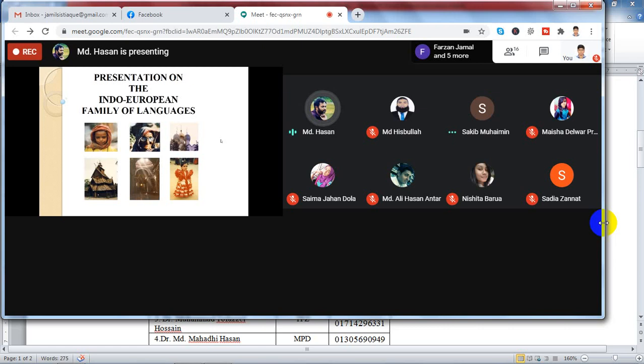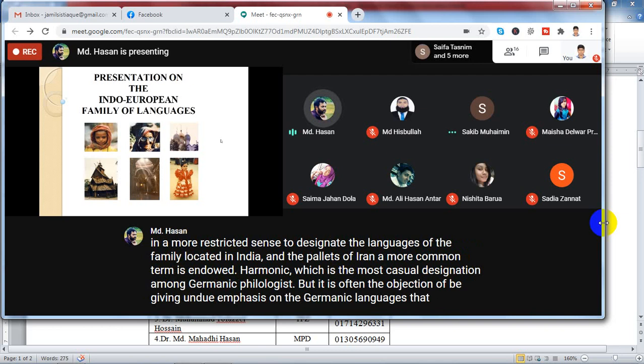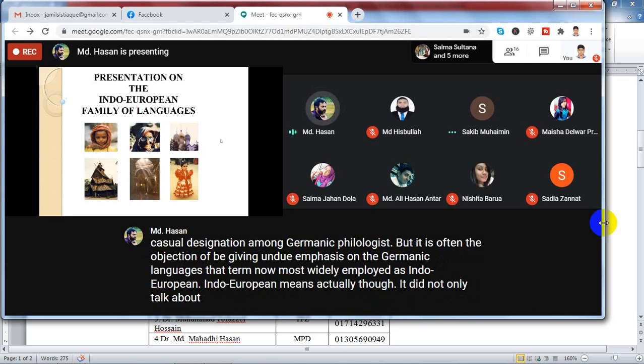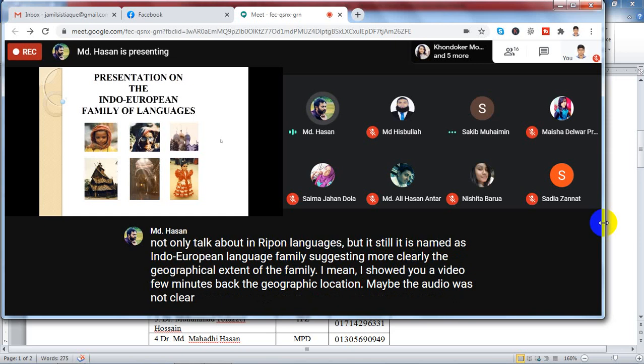A more common term is Indo-Germanic, which is the most casual designation among Germanic philologists. But it is often objected to for giving undue emphasis to the Germanic languages. The term now most widely employed is Indo-European. Indo-European, though it does not only talk about Indo-European languages, is still named as Indo-European language family, suggesting more clearly the geographical extent of the family. I showed you a video a few minutes back. The geographic location, maybe the audio was not clear, but you have seen the areas and the subtitles.